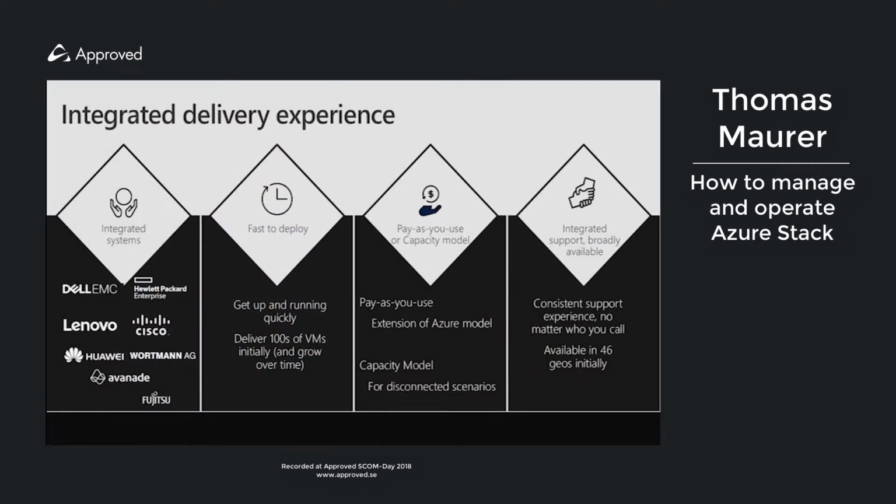So this is what it means. First, we have an integrated system. So we have the different hardware vendors. You can see there are a couple more than I just showed you. Fujitsu was just announced. So you go basically to them, and you tell them you want Azure Stack, and then they will make you an offering. You always go to one of the hardware vendors. You don't buy it directly from Microsoft. You buy it from one of the hardware vendors of your choice. And then it's very fast to deploy.